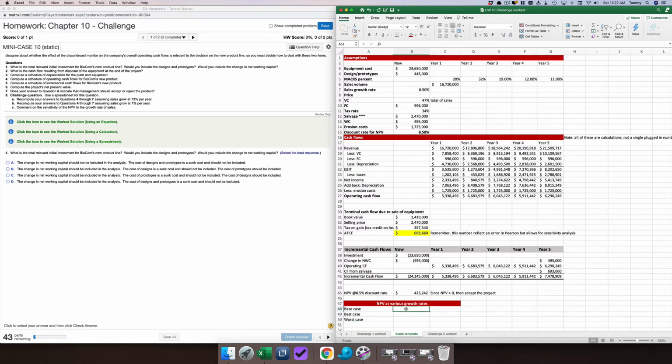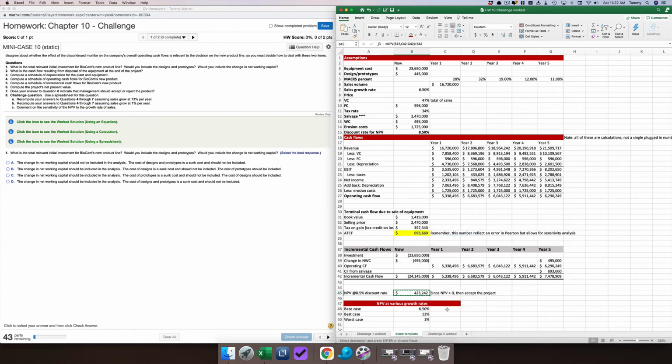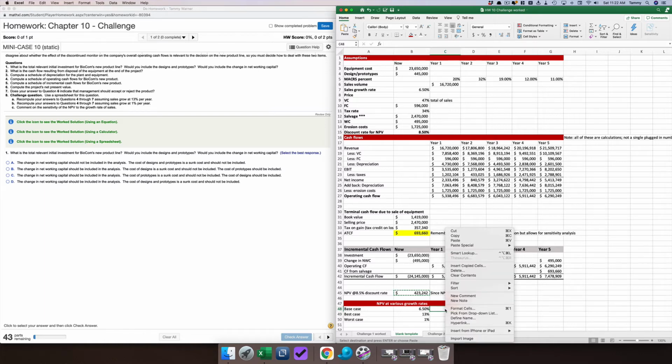Okay, and our growth rate is going to be 6.5% here in the base case, and the best case is 13%, and in the worst case is 1%. Okay. So our base case net present value, we're going to take this number here, copy it, and then paste it down here. But we're not going to paste the calculation. What we're going to do is paste the number. And the way that you do that is you say paste values and number formatting.